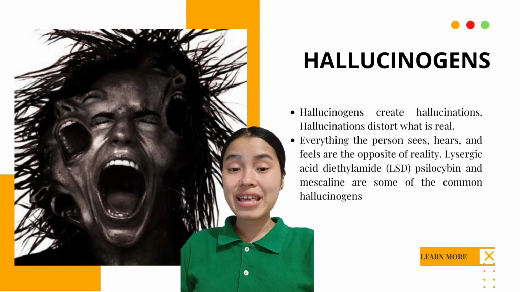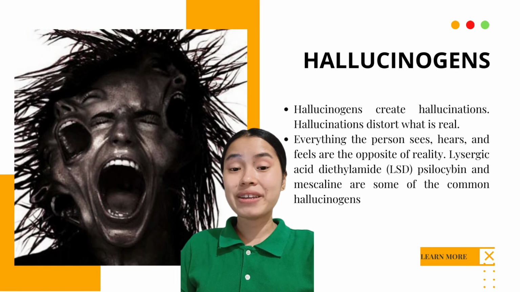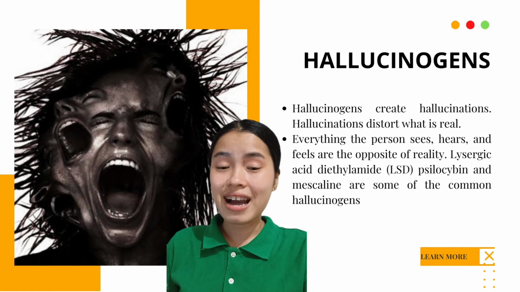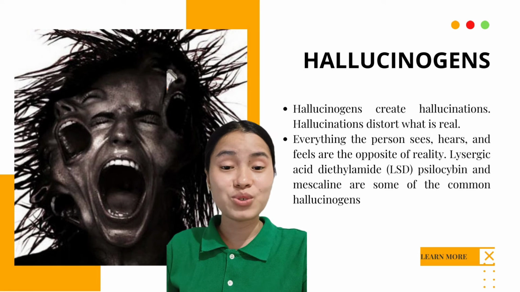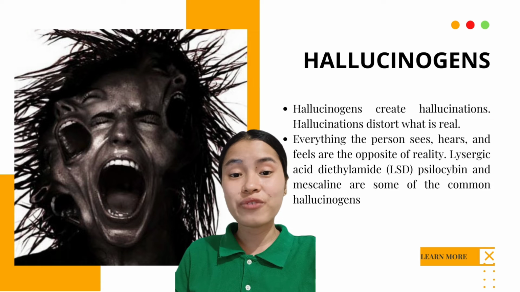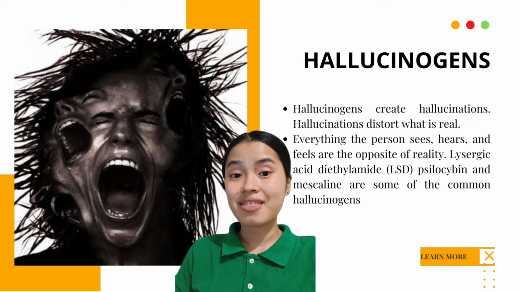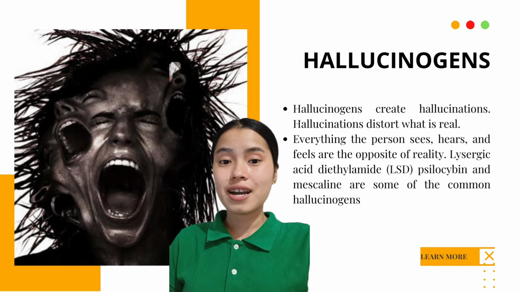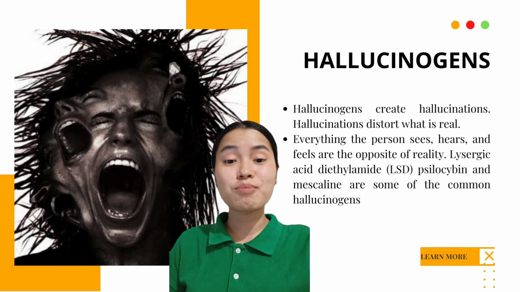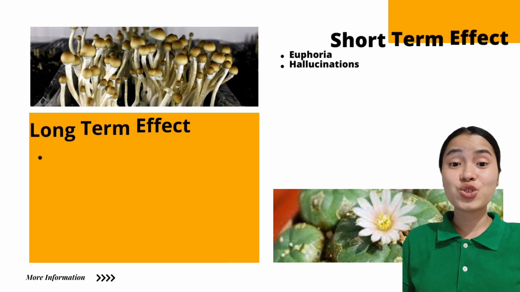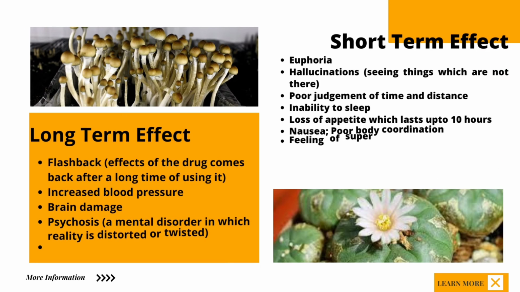We move now with hallucinogens, or medications that distort reality and facts. Since the word hallucinate means to perceive illusion, it affects all of the senses, causing the user to feel, hear, or see things that do not actually exist. Examples of hallucinogen drugs, I think you are familiar with it, are mushroom, and the other one is mescaline. So these are its short-term and long-term effects.